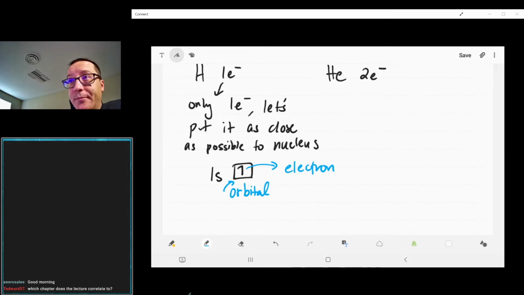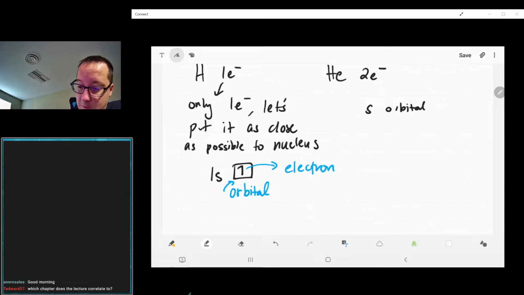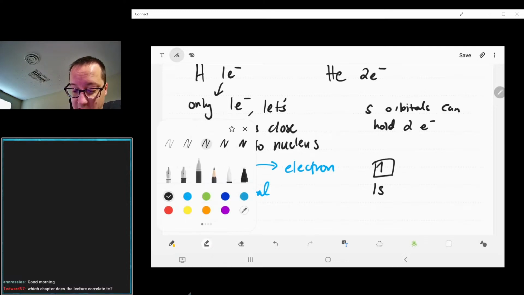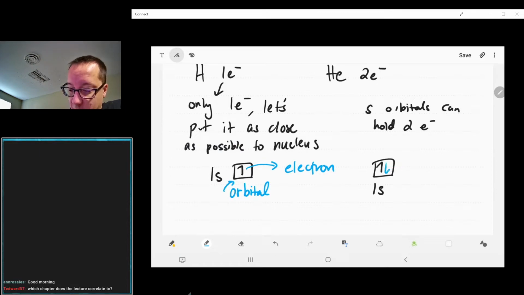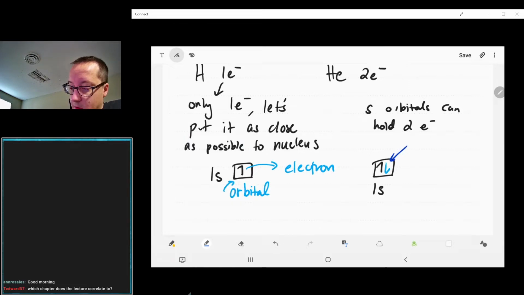If we look at helium, we know that the 1s orbital is the lowest energy. It's the closest one to the nucleus. And since we know s orbitals can hold 2 electrons, we can do the same thing. We can say, okay, we're going to put our first electron in 1s. Aha, our s orbital's still not full. We still have another electron. Let's put that one in there as well. And so we can see 2 electrons can occupy this orbital.